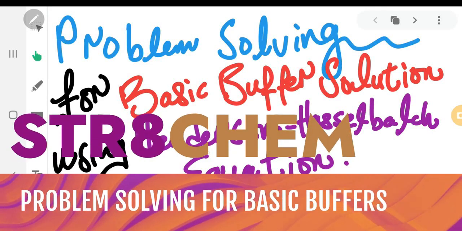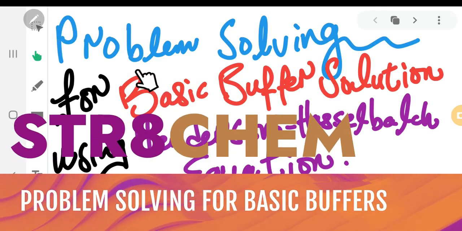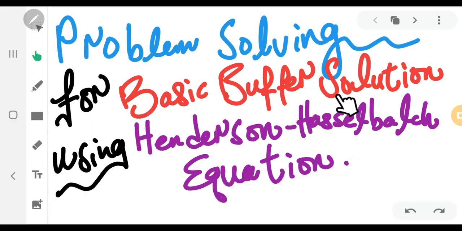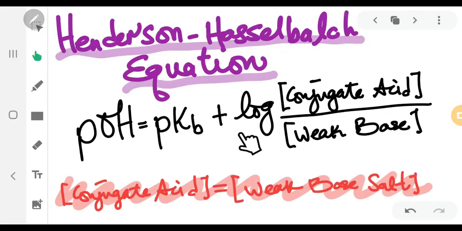In this video, we're going to look at how to solve some problems regarding the basic buffer solution by using the Henderson-Hasselbalch equation. The equation for a buffer solution looks like this, where you have pOH equals pKb plus log of the concentration of conjugate acid over the concentration of weak base.